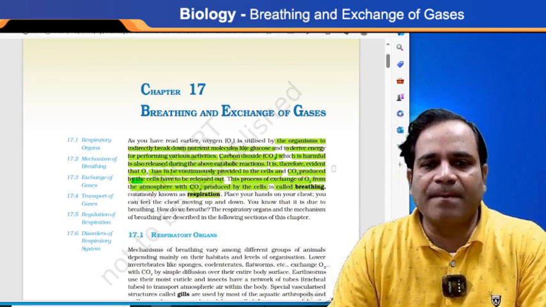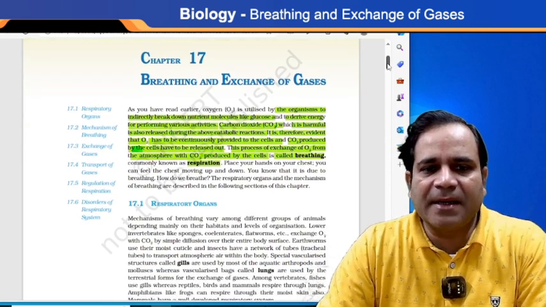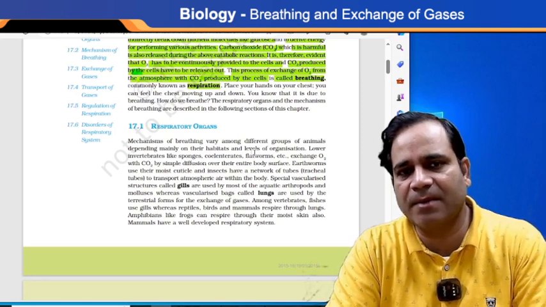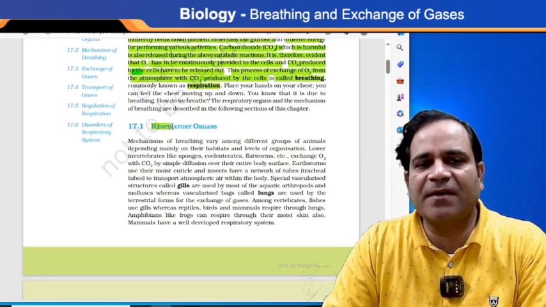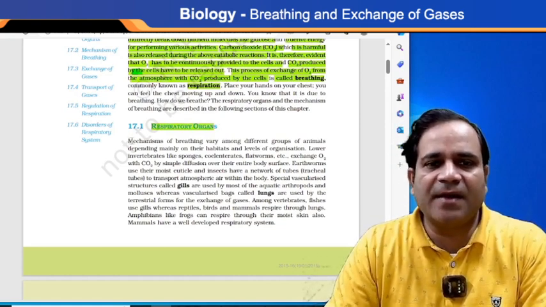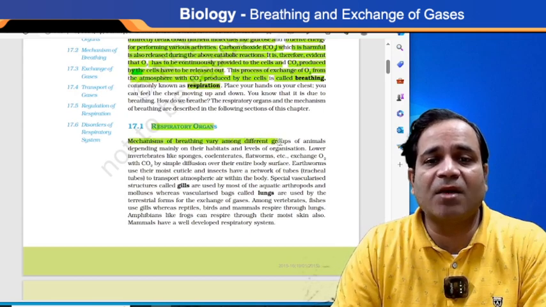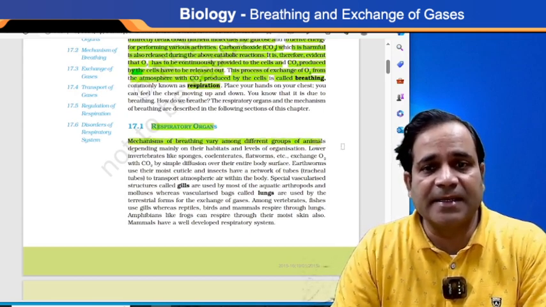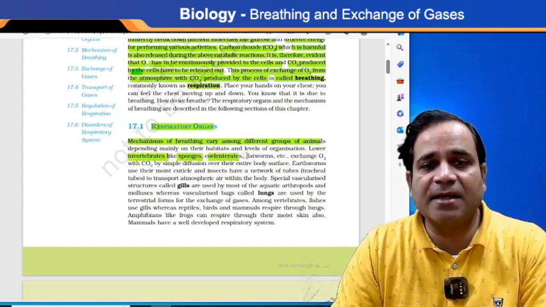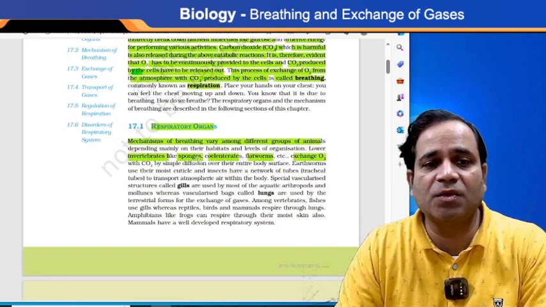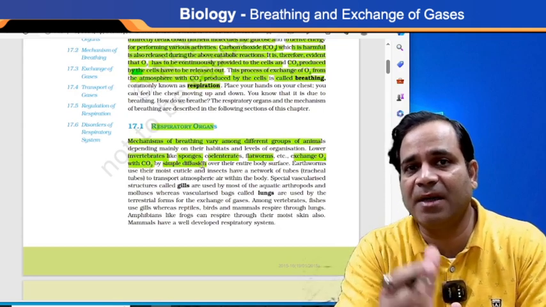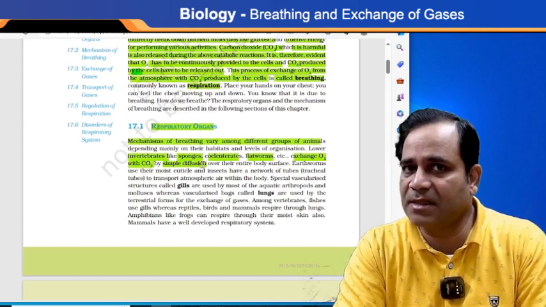Okay, now see, what are the respiratory organs, my dear? Here are the respiratory organs, which are also given in your mind map. Different organisms have different organs for respiration. The mechanism of breathing varies among different groups of animals. Examples of some invertebrates like sponges, coelenterates, flatworms, etc. exchange O2 with CO2 by simple diffusion, my dear. Simple diffusion, do you know the meaning of simple diffusion?